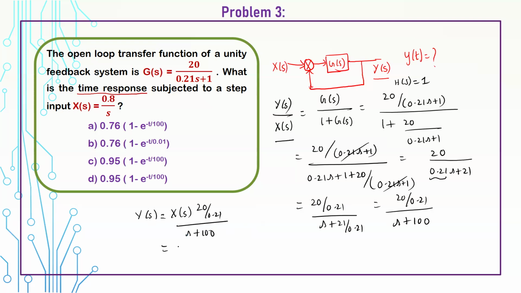That is, by substituting X(s) as 0.8 by s into 20 by 0.21, the whole divided by s plus 100, which is equal to 0.8 into 20, 16. So 16 by 0.21 is the constant value by s into s plus 100. Okay, this is the response in s domain. We need to find the y(t) value, that is the response in time domain. For that, we have to take the inverse Laplace transform. Before that, we need to use the partial fraction expansion, and then take the inverse Laplace transform. So let me start solving that.